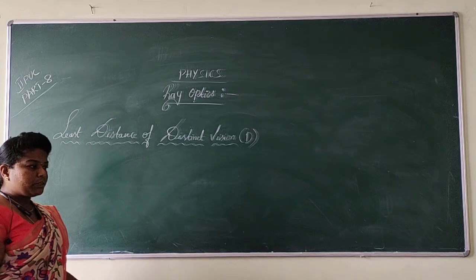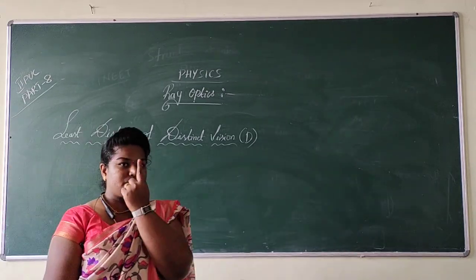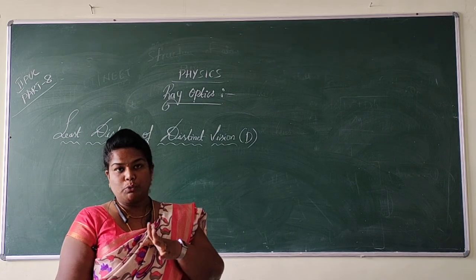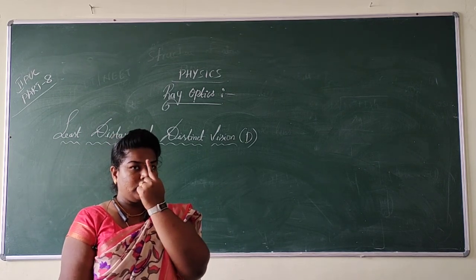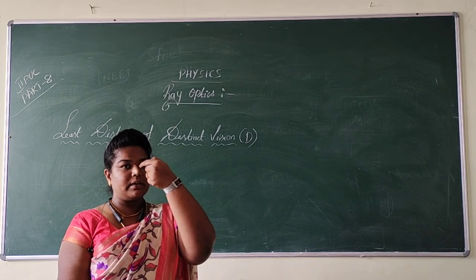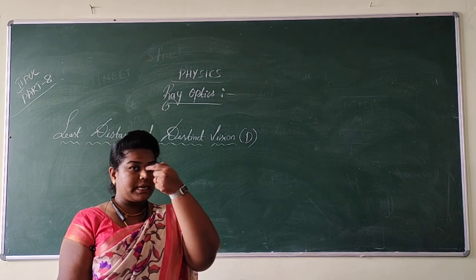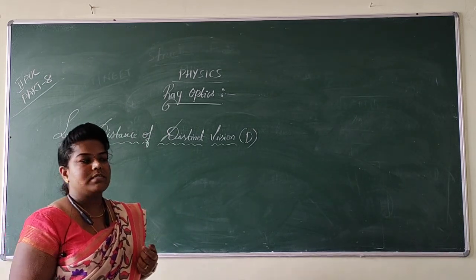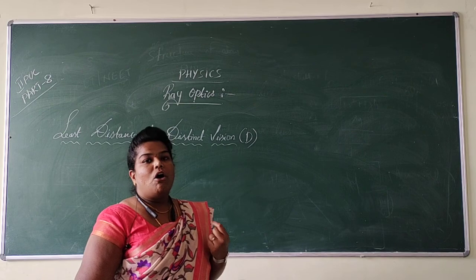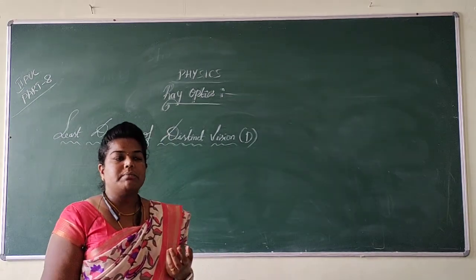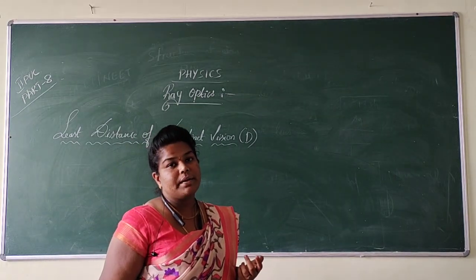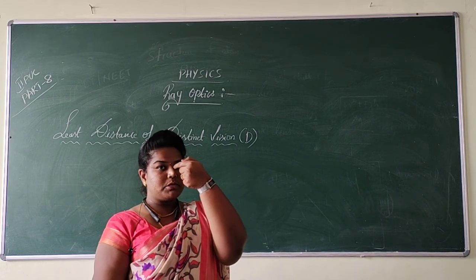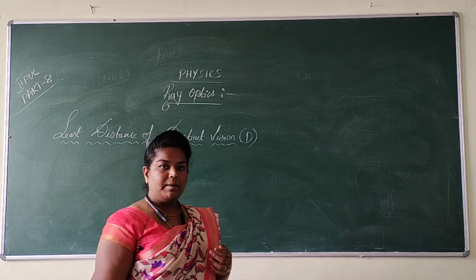Suppose, my dear students, I ask you to place your finger exactly in the middle of the two eyes, very close to you. If you place your finger very close to your eye, you are not able to see a clear image of that finger. Sometimes you may observe a blurred image, sometimes two or three images, double images.